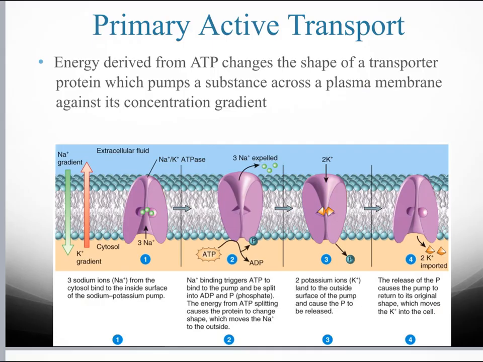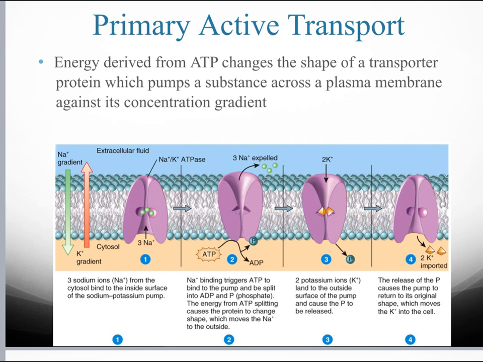Let's put it to picture. Primary active transport. Energy derived from ATP changes the shape of a transporter protein, which pumps the substance across the plasma membrane against its concentration gradient. So, we look at our sodium-potassium pumps. It works on a 3:2 ratio. 3 sodiums out, 2 potassiums in.